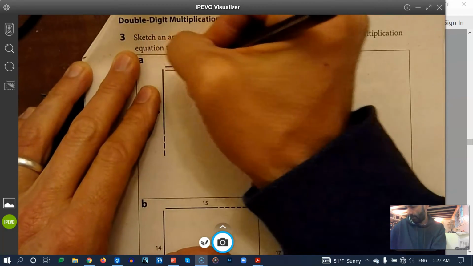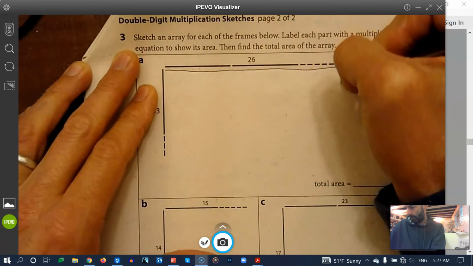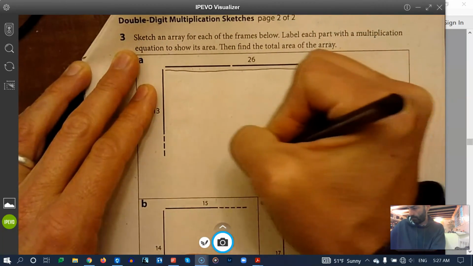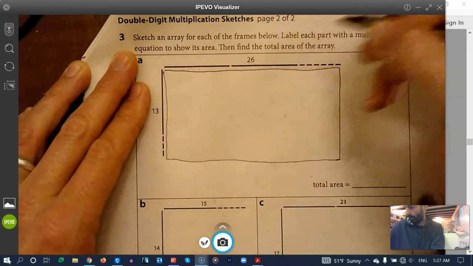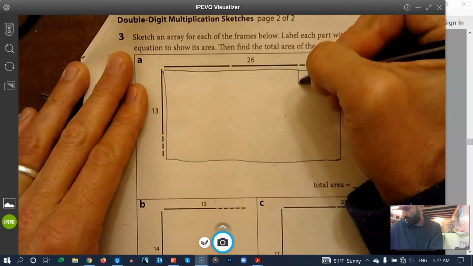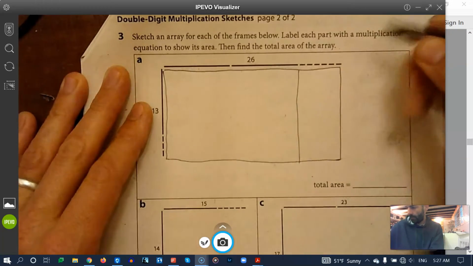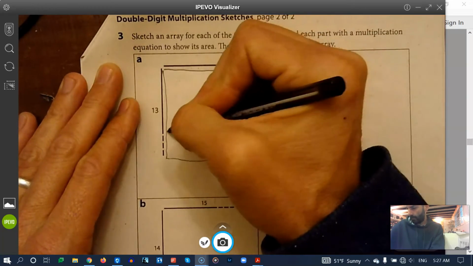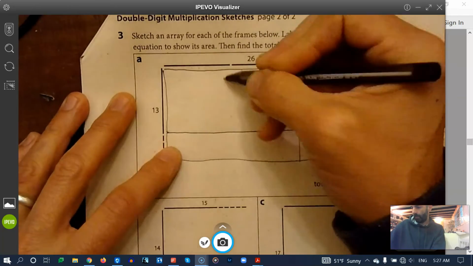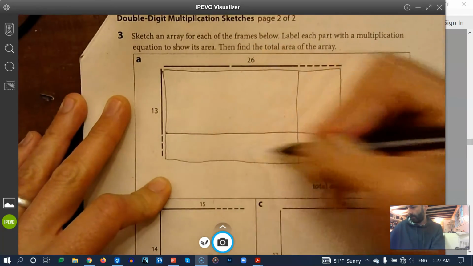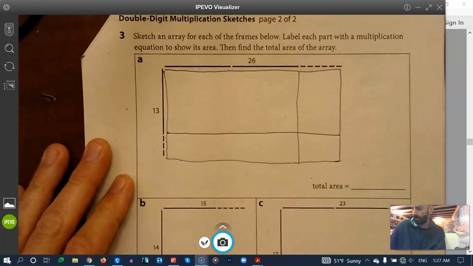All right, so we have the array is this. And we have 4 sections. We have one that's 20 here, one that's 6. Here is one that's 10. All right, this area is 10, and then this area is 3. So this is 13 times 26.